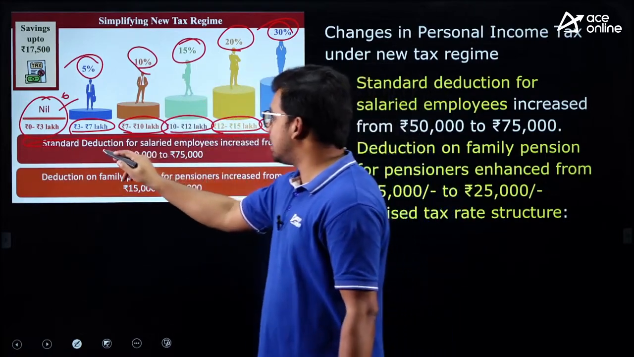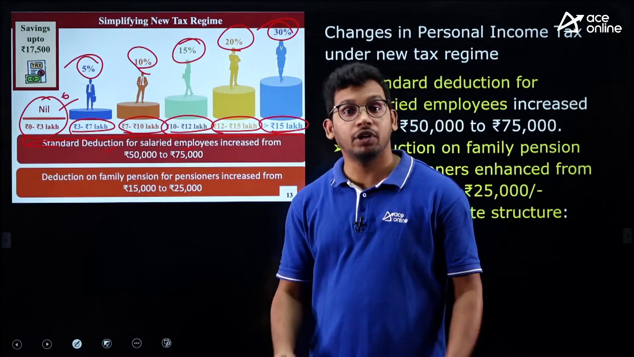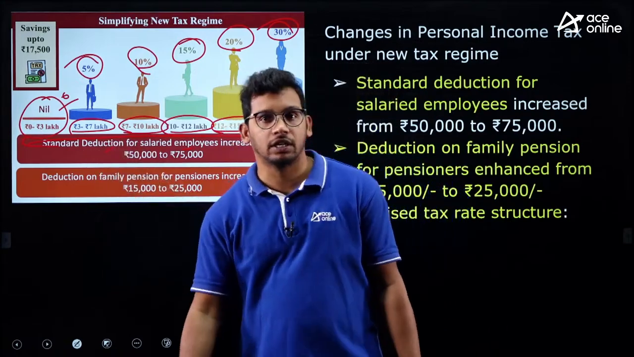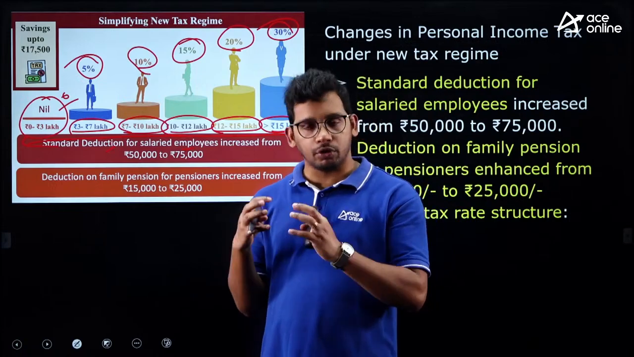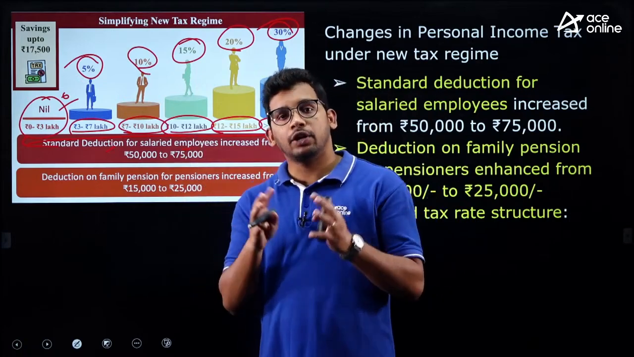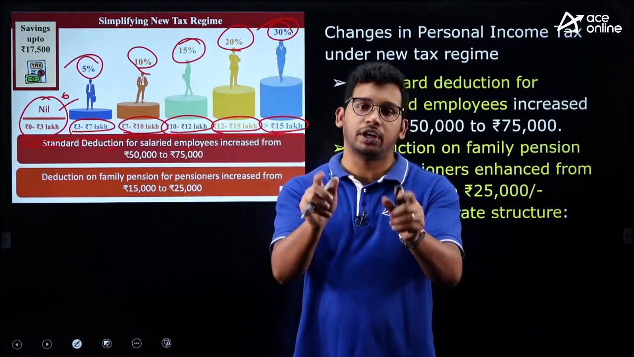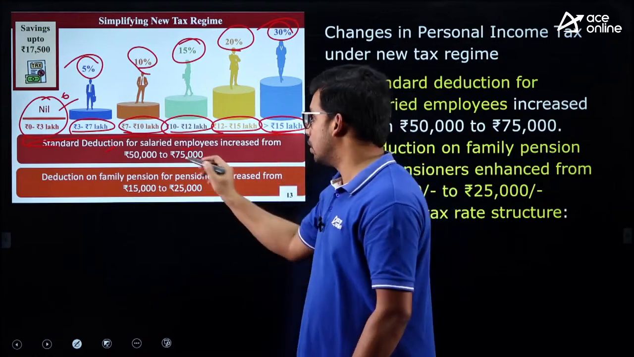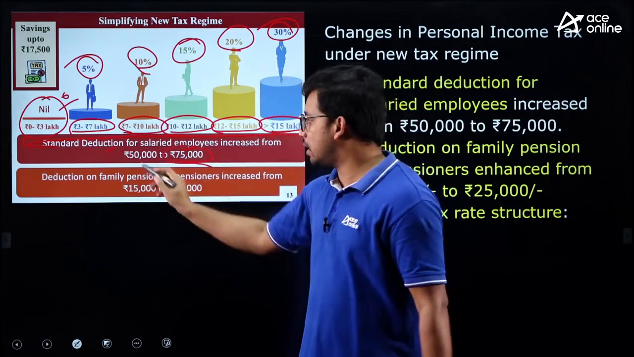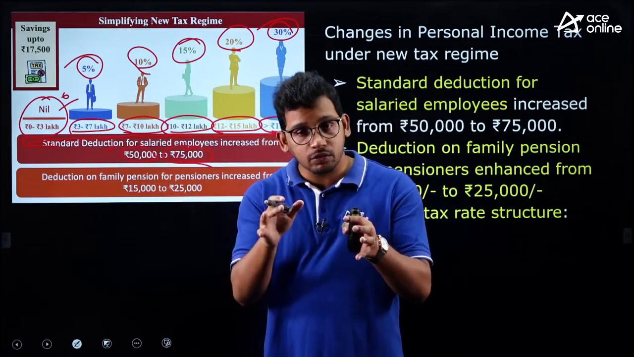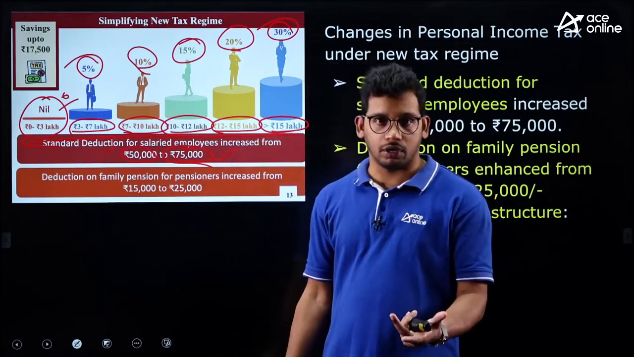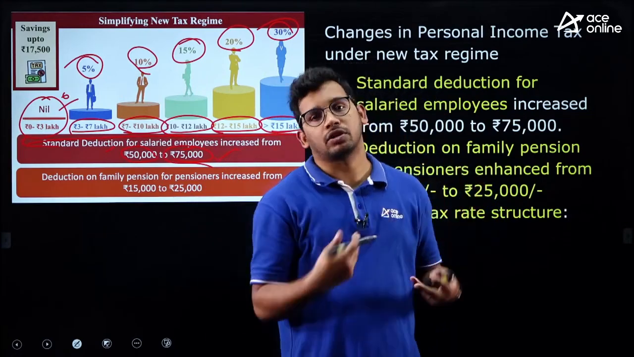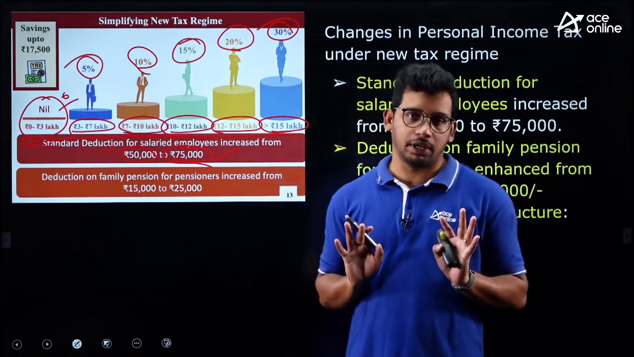Next one, standard deduction for salaried employees. You need to understand what actually a standard deduction is. Standard deduction means the amount which you can take out from your salary for the whole year and you can utilize it for something else. So that is a deduction. So up to 75,000, earlier it was 50,000. So whatever 50,000 you were spending was not taxed, but now the government has increased it to 75,000. So you can take 75,000, you can invest in something and it will be exempted, right?